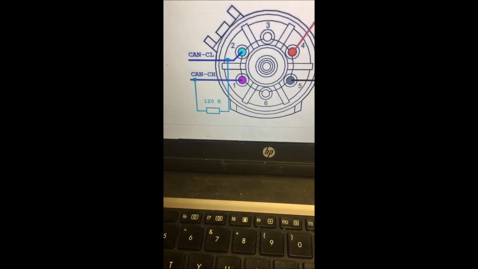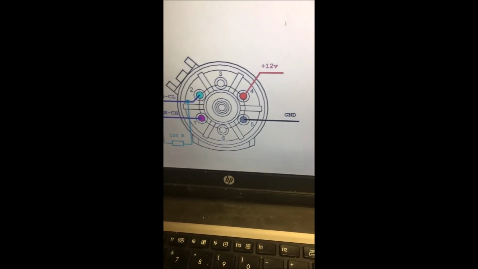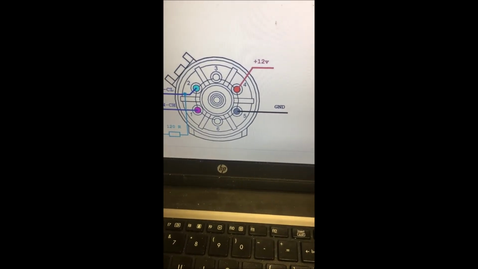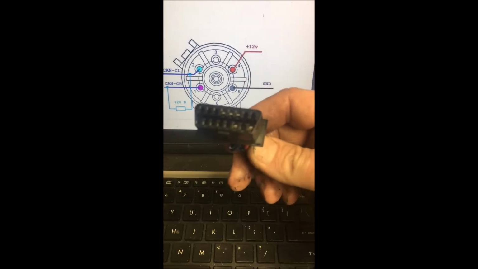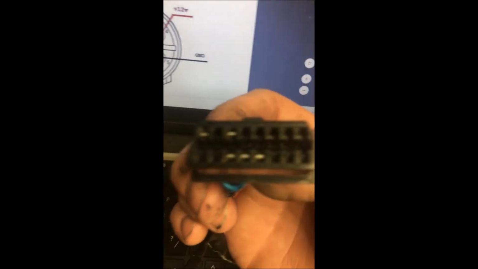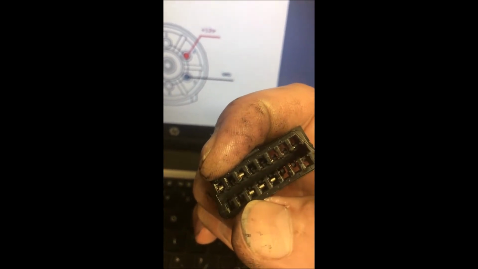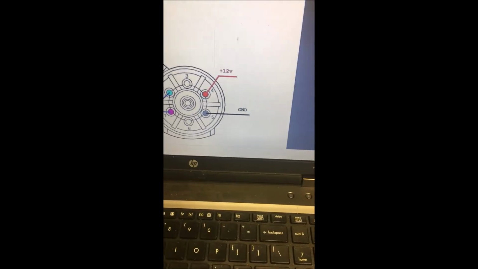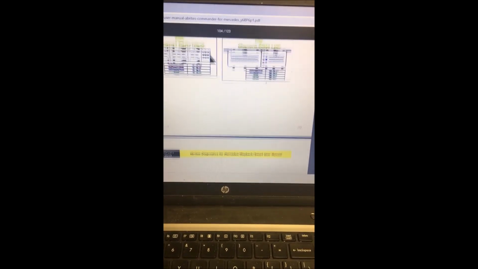So you can see the can low. Guess I was wrong. Can low is on the top, which is a solid green. And on my cable, the solid green goes to the dark blue, which on my OBD2, the dark blue is going into pin 14, which is right up here. And then can high goes to pin 6. So as long as you hook those up, you should be able to talk to this, personalize it, and virginize it right on the bench.